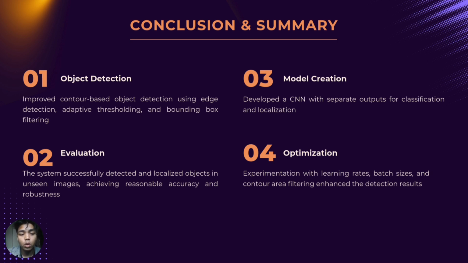The second one is evaluation. The system performance was tested on unseen images, where it demonstrated the ability to accurately detect and localize objects. This evaluation highlighted the robustness and adaptability of the system, confirming its potential for practical application in real-world environments. The third one is model creation. We developed a convolutional neural network designed to perform dual tasks, which are object classification and object localization. By incorporating separate outputs for these functions, the model becomes versatile and capable of simultaneously identifying object types and predicting bounding boxes with precision.